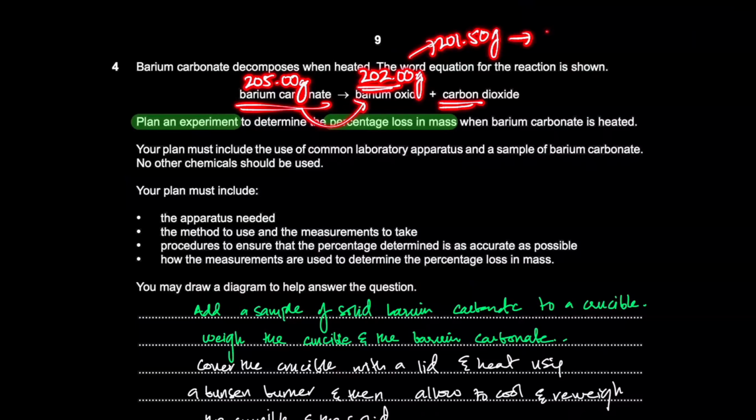Let's say I heat it again and I get a mass of 201.5 grams again. That means heating it had no effect on the mass, which means the reaction must have gone to completion. No more carbon dioxide is being produced. So you have to heat and reweigh until you see a constant mass.